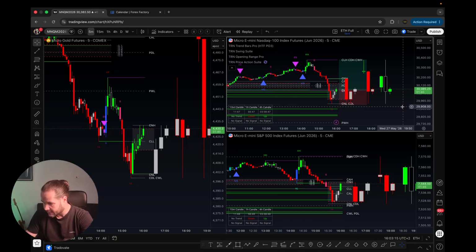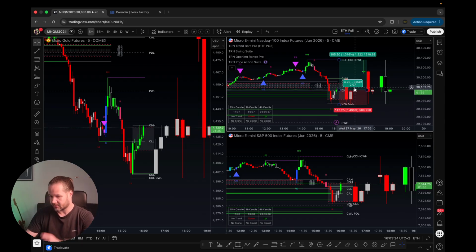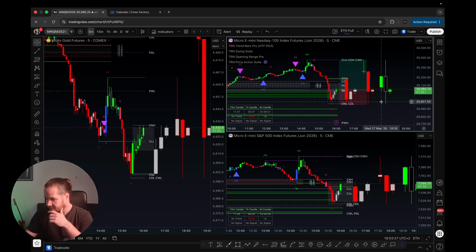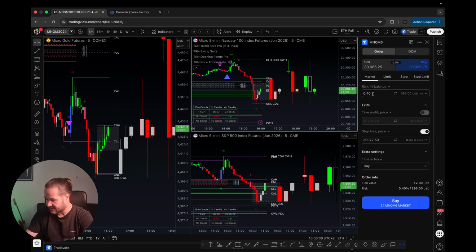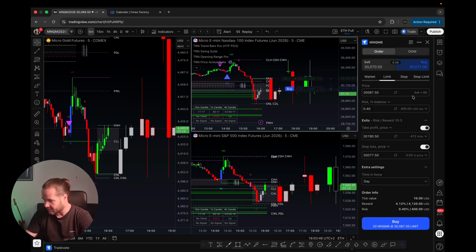Okay, but it's better than here. I think I would try it here on NQ, if I really get an entry. Okay, let's prepare the trade. For 0.4% of my portfolio is the risk, which is $400. I want to set a limit order. I want to be completely transparent.